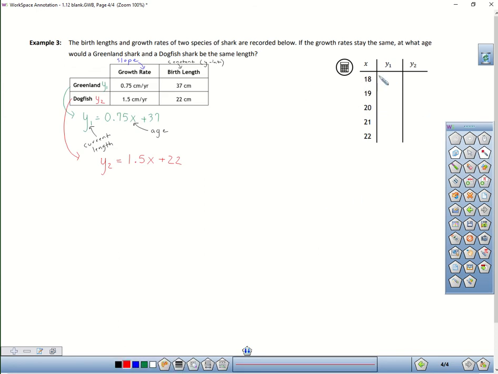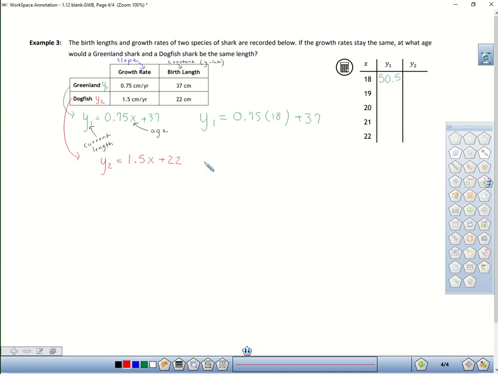So all you're going to do here is plug these x values into each of the equations and record your answers. So for this particular question, I recommend just using a calculator because these are numbers that you're not going to be able to do in your head. So y1 is equal to 0.75 times 18 plus 37. That's the first thing we have to do. And we'll plug that into the calculator. 0.75 times 18 plus 37. That gives me 50.5, okay?